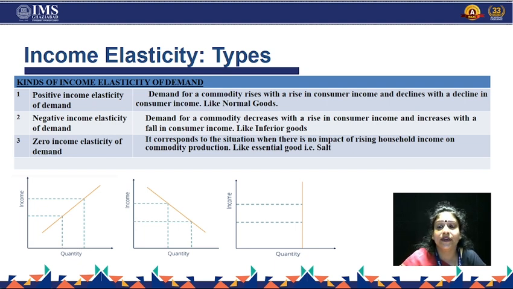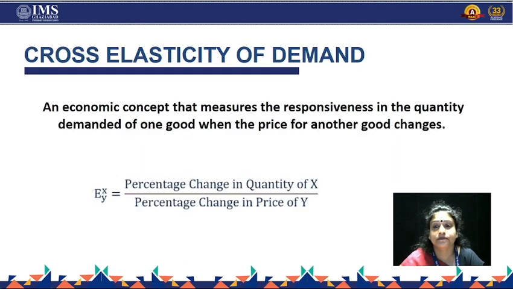Then the third category is zero income elasticity, where actually no relationship exists. So there is no impact of a rise in income on the demand of any product. So that is a case of zero income elasticity.